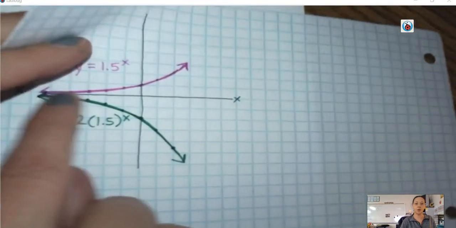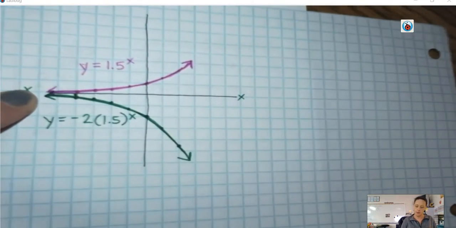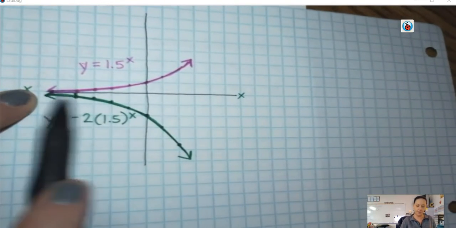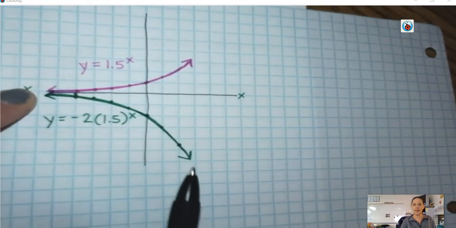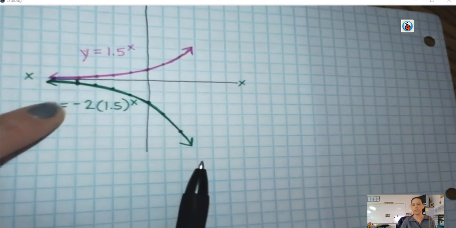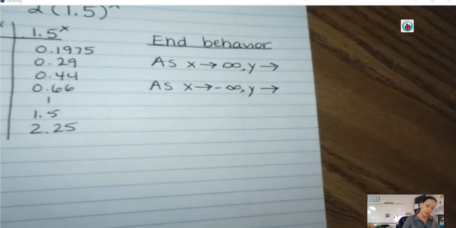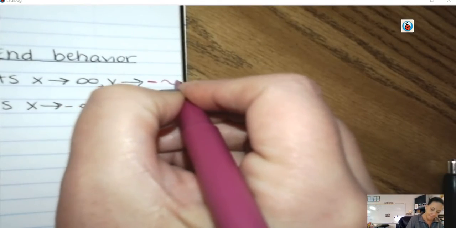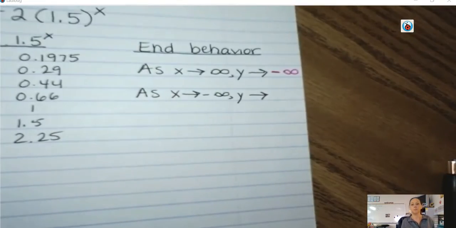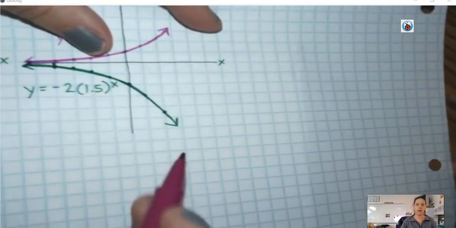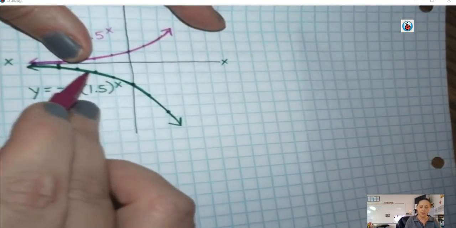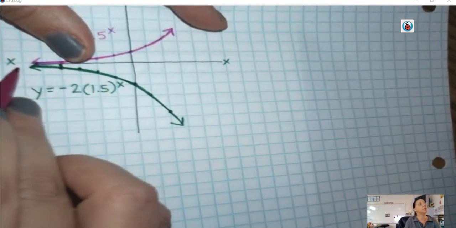So as I'm going from left to right, my green graph is going down. It has an arrow on it, so it's going to go down forever. So it's going to keep getting smaller and smaller and smaller. So it's going to approach negative infinity. As the x's are getting smaller, so as I'm going backwards, the y values are getting closer and closer to 0.